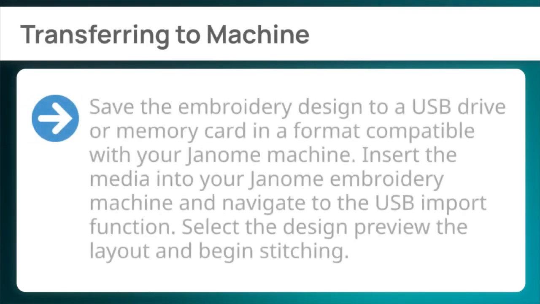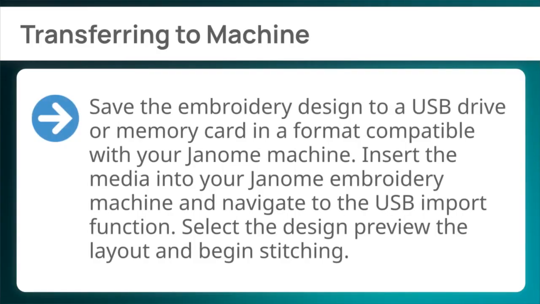Finally, transferring to machine. Save the embroidery design to a USB drive or memory card in a format compatible with your Janome machine. Insert the media into your Janome embroidery machine and navigate to the USB import function. Select the design, preview the layout, and begin stitching.